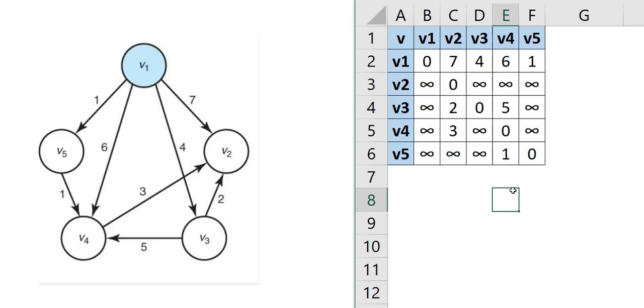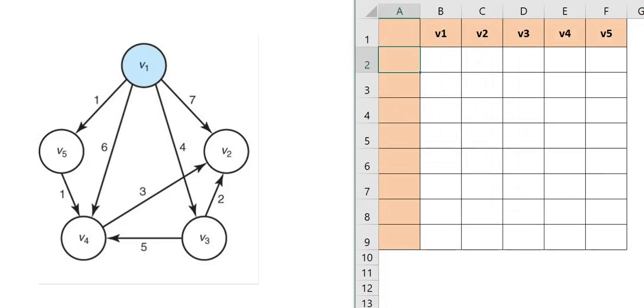To solve this problem, we have to make an empty matrix similar to the adjacency matrix, as shown on the right-hand side of the screen. Since we are starting from V1, we write down V1 first. If you are planning to find the distance from V2, you may put V2 here instead. So let's start from V1.